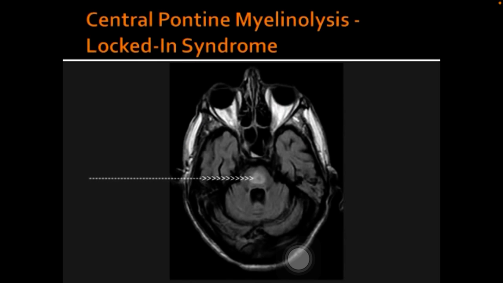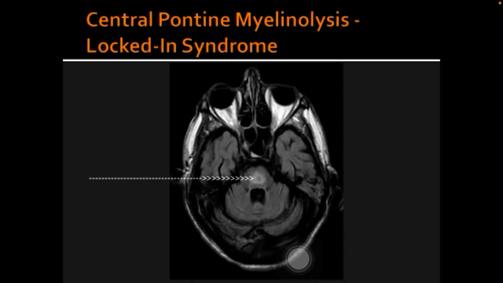What is central pontine myelinolysis? Central pontine myelinolysis is a condition in which there is acute paralysis, dysarthria, dysphagia, diplopia, and loss of consciousness. This is a condition that can cause locked-in syndrome, and in this there is massive axonal demyelination in the pontine white matter tracts.